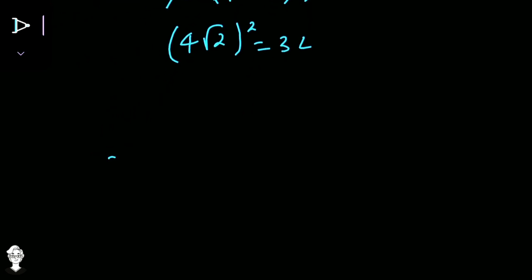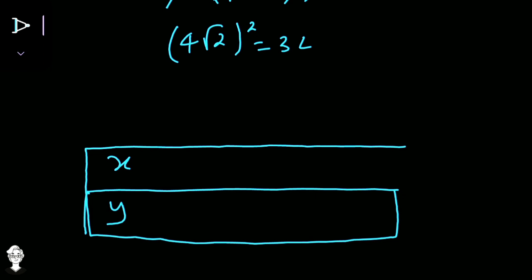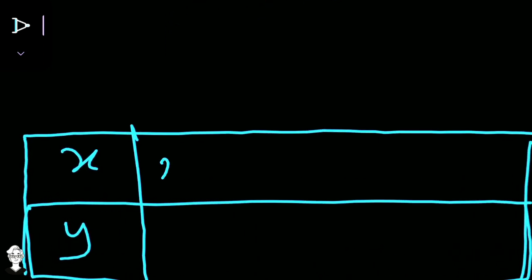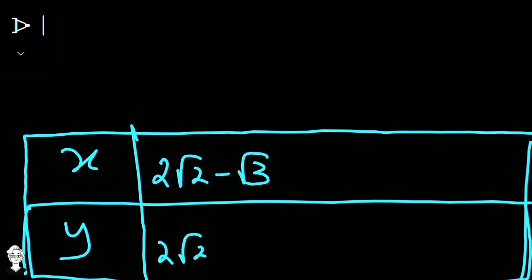So let me write the final table of x and y. Now first of all, for both of them the positive value is satisfied, that is 2 times square root of 2 plus minus square root of 3 and 2 times square root of 2 plus square root of 3. So both these pairs satisfy.